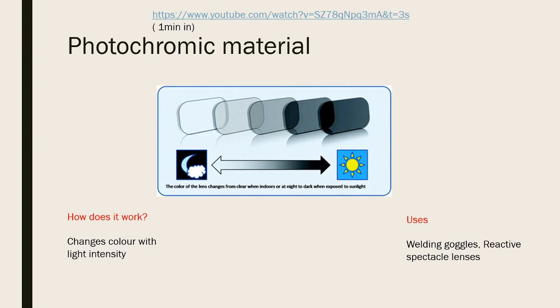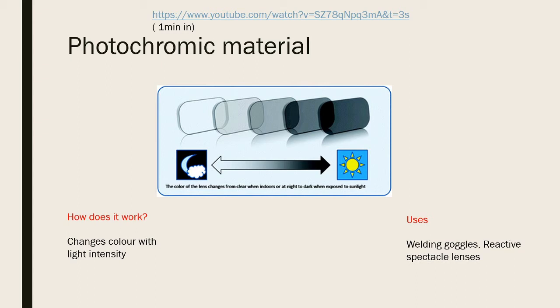So we've got photochromic material. When it has photo in the name, typically that means it responds to UV light. So photochromic material is glass or plastic that will change depending on the amount of UV light that shines onto it.